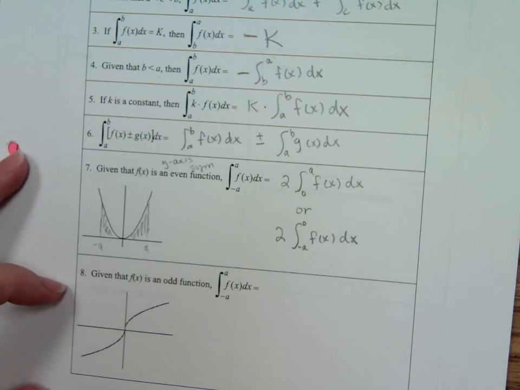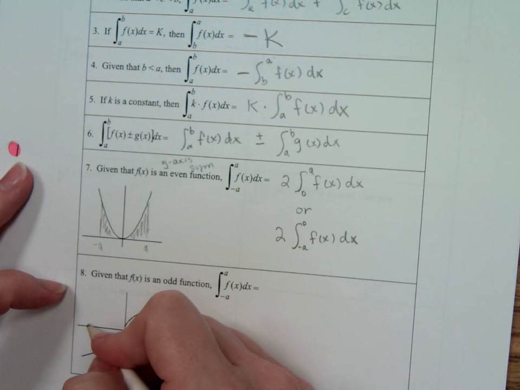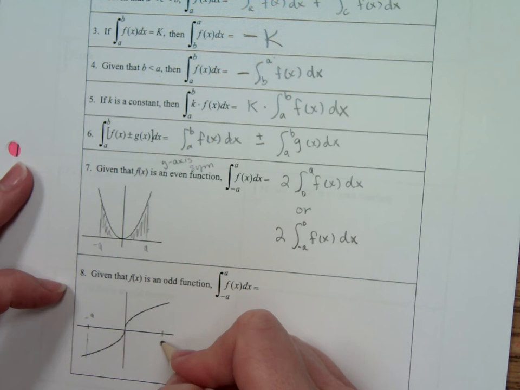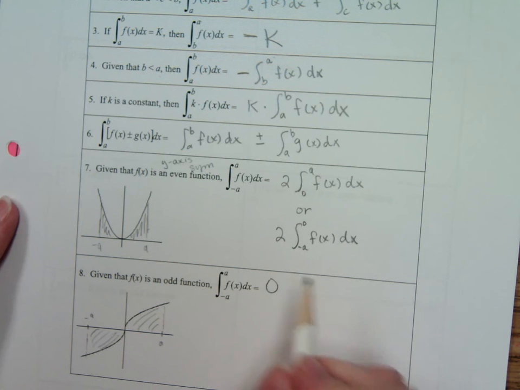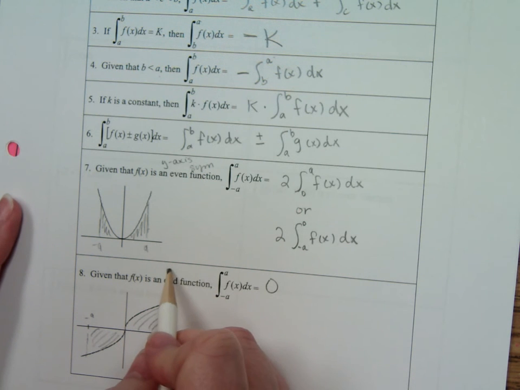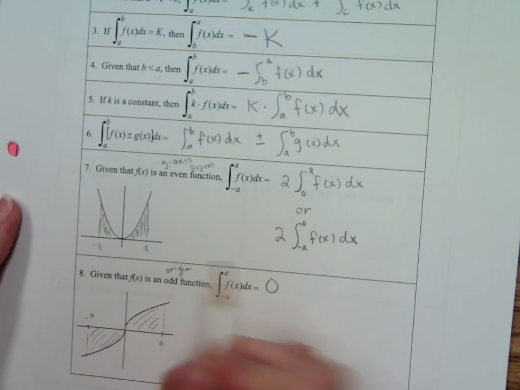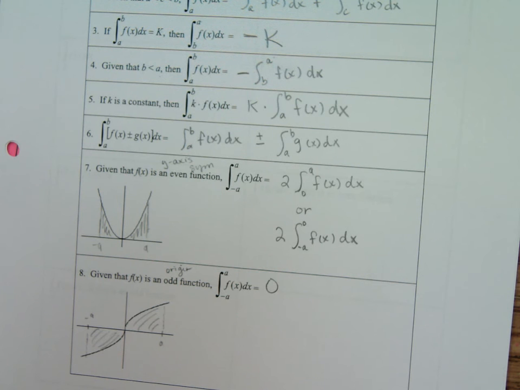And then if it's odd, what's going to happen if it's odd? If I have negative a here, and I have positive a here, what's going to happen with those two areas? They're just going to cancel each other. Right, it's going to be 0. Remember, odd functions have symmetry at the origin. Don't forget that. It's kind of important to know.